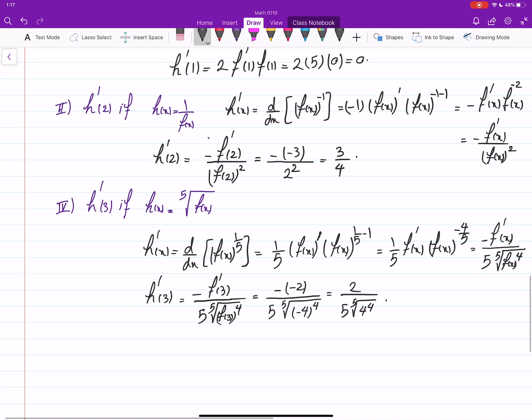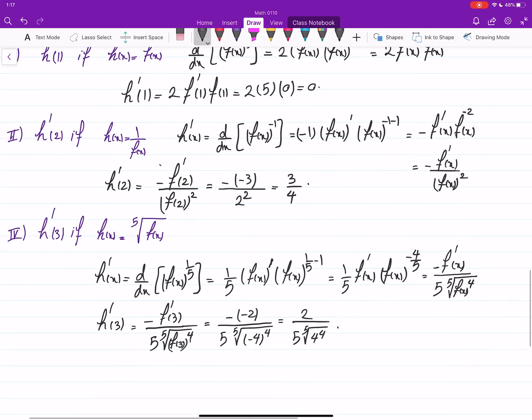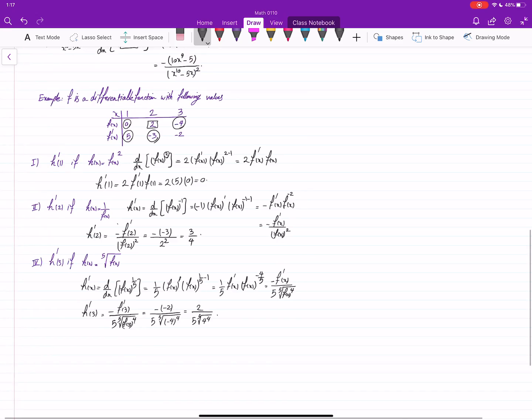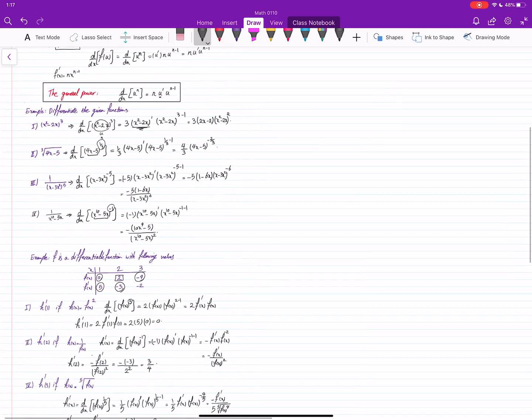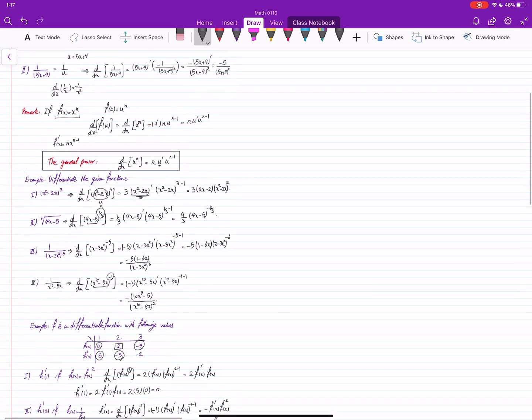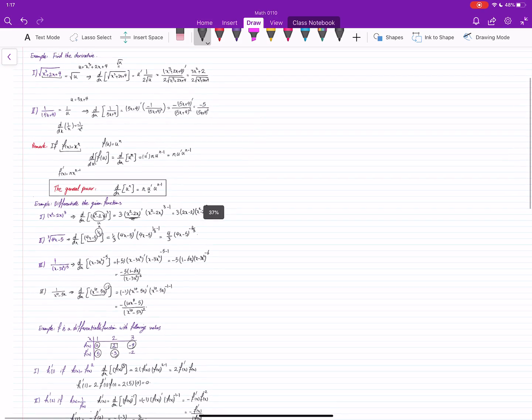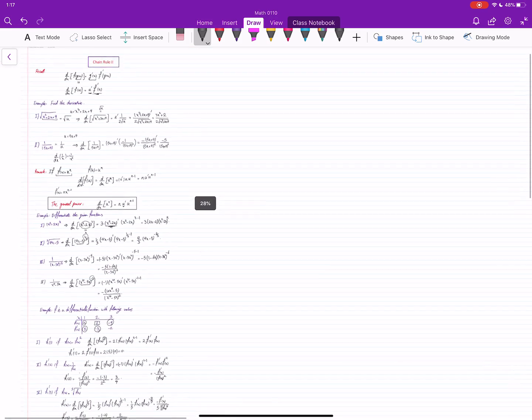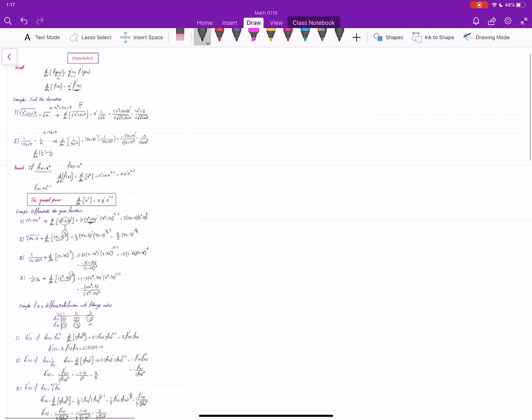This was, as I said, just some kind of application or implication of the chain rule when we apply it to the power rule. So it's called the general power rule, as it says.